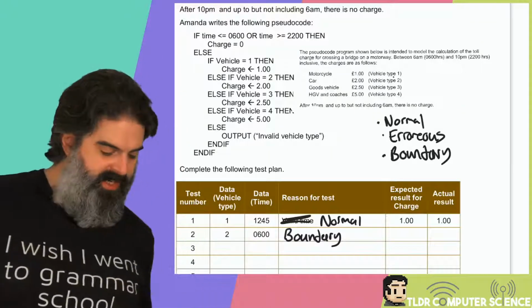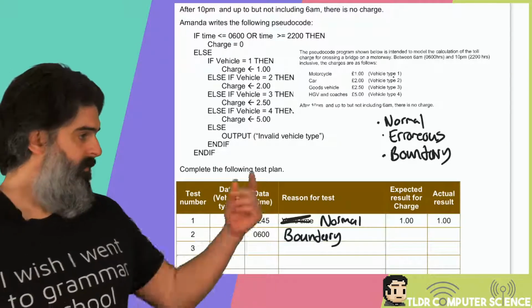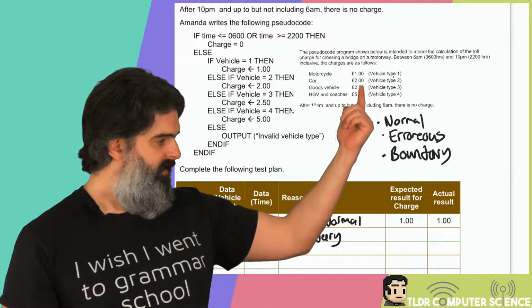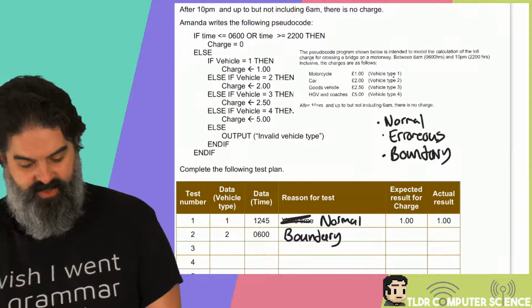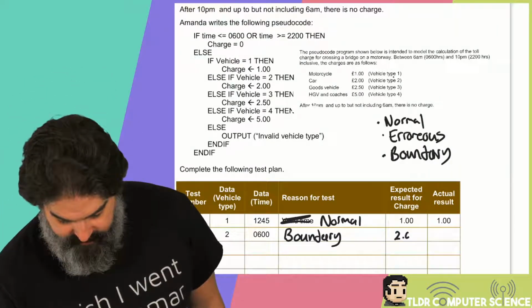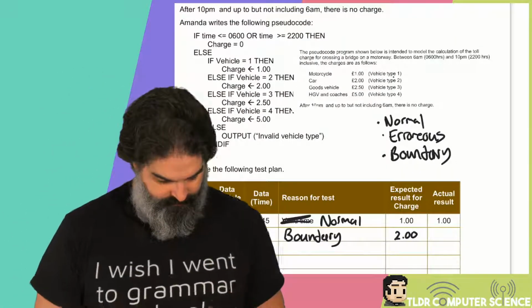What is the expected result? So we're saying for vehicle number 2, I don't know if you can see that, it's a bit small. For vehicle number 2, a car, it's saying that it is between 6 a.m. and 10 p.m. It should return 2, so £2.